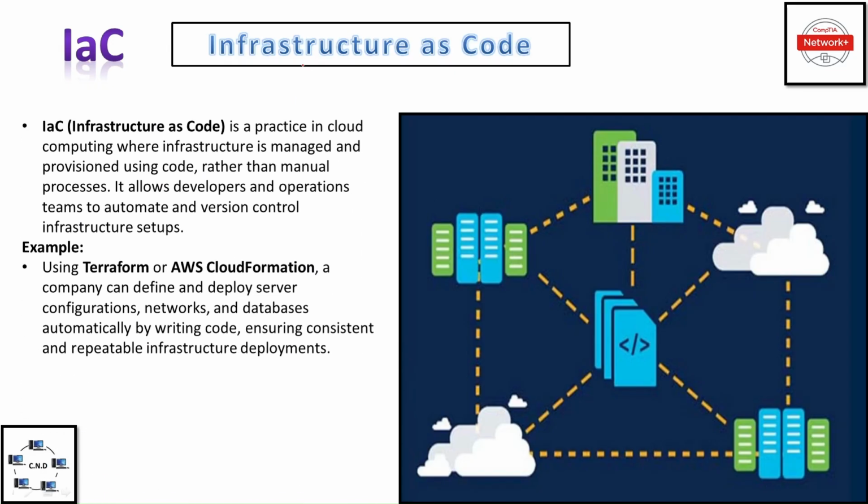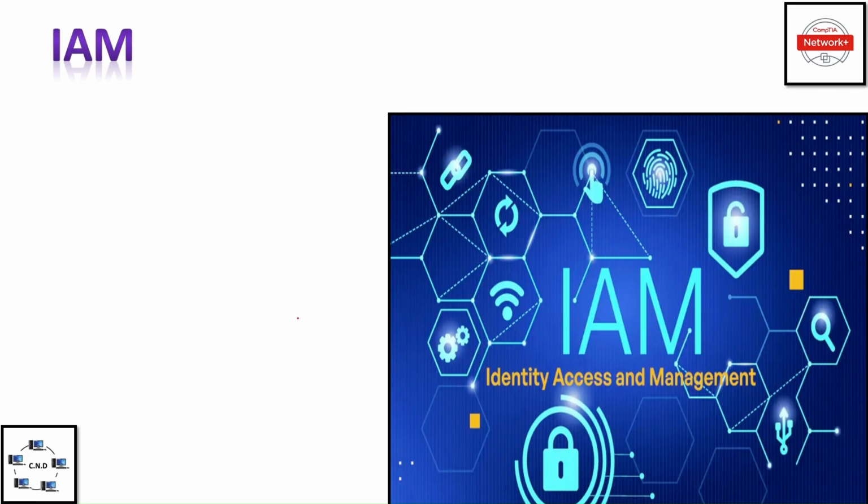IaC, that is Infrastructure as Code. IaC, Infrastructure as Code, is a practice in cloud computing where infrastructure is managed and provisioned using code rather than manual processes. It allows developers and operations teams to automate and version control infrastructure setups. For example, using Terraform or AWS CloudFormation, a company can define and deploy server configurations, networks, and databases automatically by writing code, ensuring consistent and repeatable infrastructure deployments.